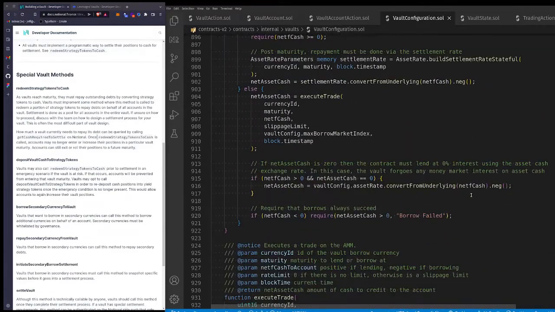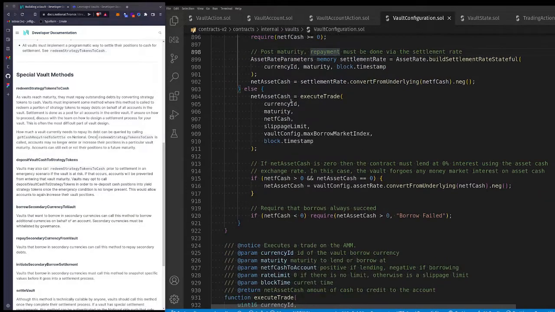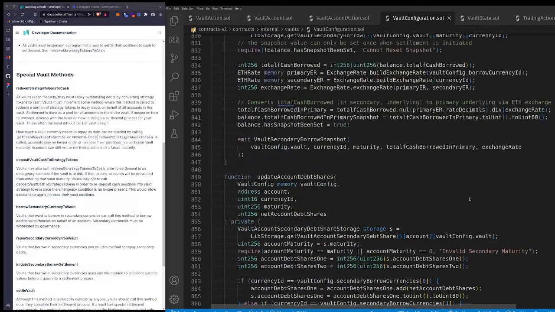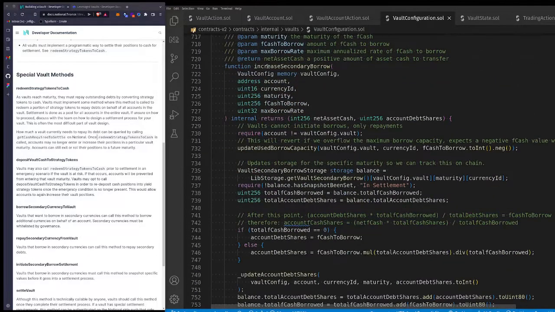The secondary currency trade is fairly similar. There's a little bit of extra handling to figure out repayment post maturity, as well as forcing it to lend at 0% interest rate when the lending trade fails. So that is increasing secondary borrows, or borrowing secondary currencies.